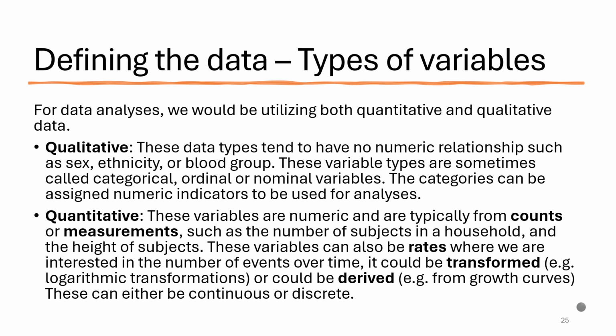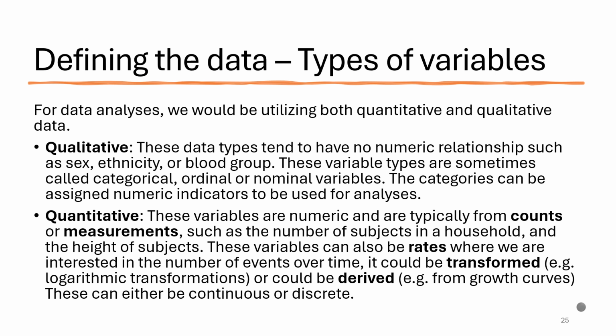The other kind of data, which is one we would be working on mostly, is quantitative data. Now, these variables are numeric and are typically from counts or measurements, such as the number of subjects in a household and the height of subjects, for example. These variables can also be rates, so you're measuring something over time. So let's say the number of people that sit at a bus stop over an hour, for example.